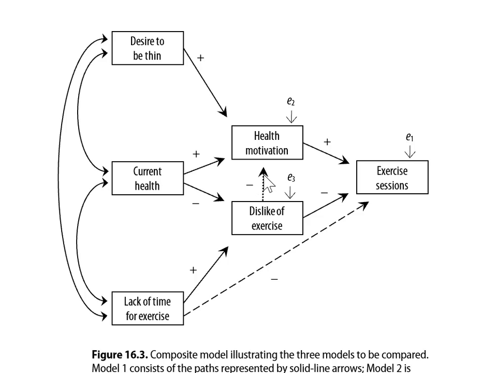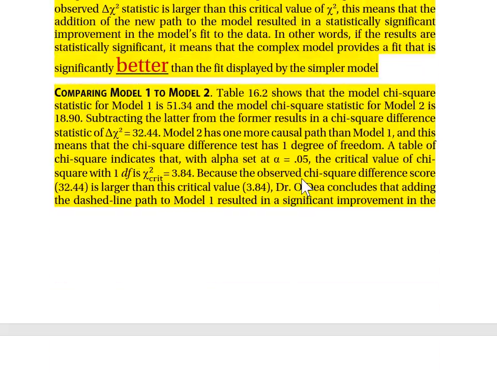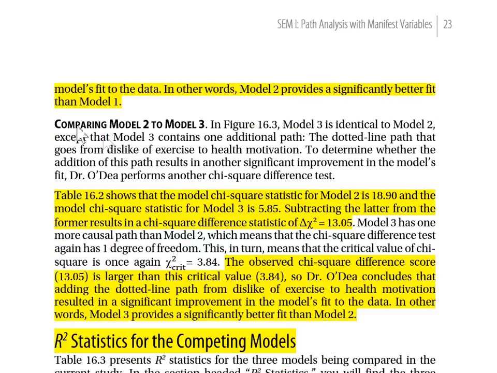Does adding this path result in a statistically significant improvement in the model's fit to the data? We will find out in this section headed Comparing Model 2 to Model 3. Again, this is on page 23. Table 16.2 shows that the model chi-square statistic for Model 2 is 18.90 and the model chi-square statistic for Model 3 is 5.85. Subtracting the latter from the former results in a chi-square difference statistic of delta chi-square 13.05.